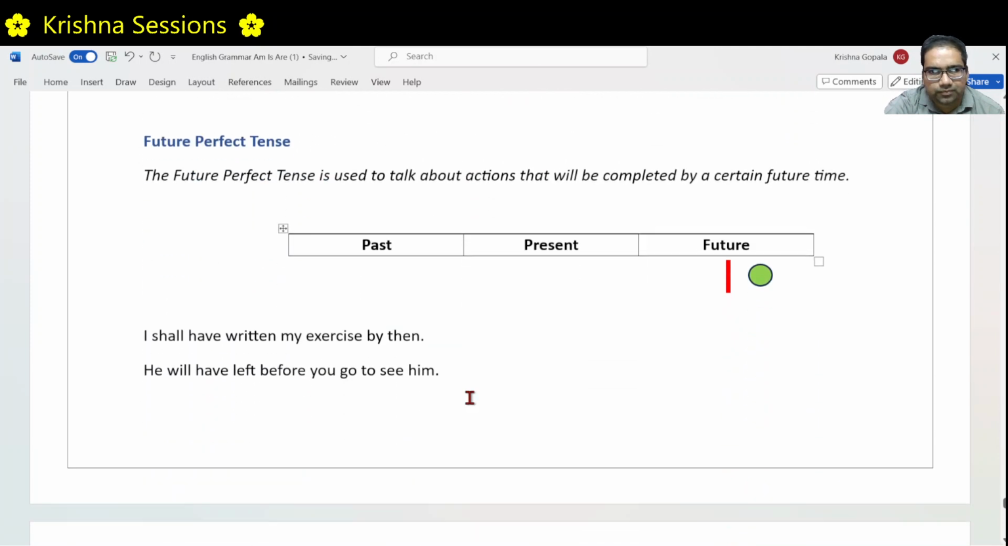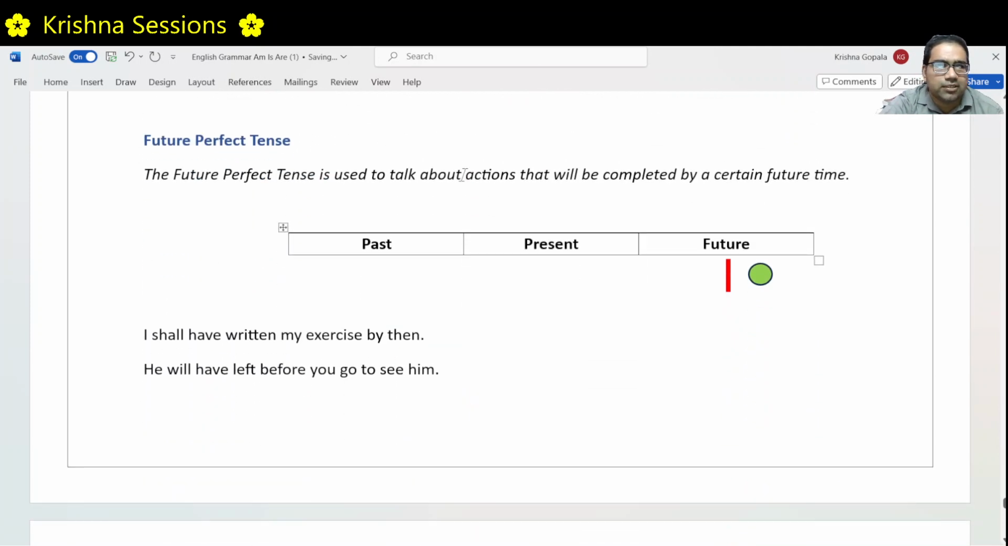Future perfect. Future perfect is to talk about action that will be completed by a certain future time. This is a future time. This is a time. Right. I shall have written my exercise by then. In fact, it should be something like this. Okay. This is a future time. The red line is a future time. Right. And I shall have written my exercise.